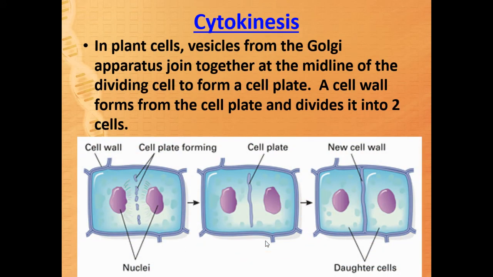Cytokinesis in plant cells is a little bit different because they have a cell wall. So a vesicle from the Golgi apparatus is going to join together in the midline of the dividing cell to form a cell plate. A cell wall is going to form from that cell plate, and it's going to continue to divide the new cells.